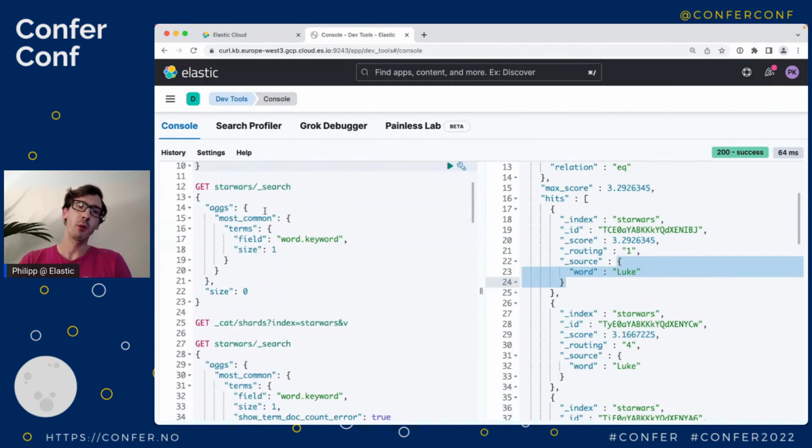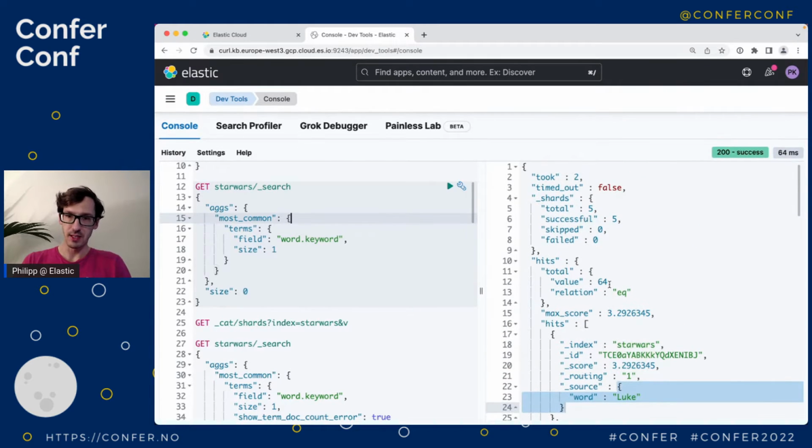So now I want to run the terms aggregation. So here, this is an aggregation. I gave it the name most common because I'm looking for the most common term. And then I say, I want to use this word. And I want to have just the top one. So it's basically like a limit 1 in SQL. So I only want to have the most common word returned to me. That size 0 down here means I don't want any of the actual documents returned because I don't care for these Luke documents. I just want the total count. And the answer that we expect is 64.